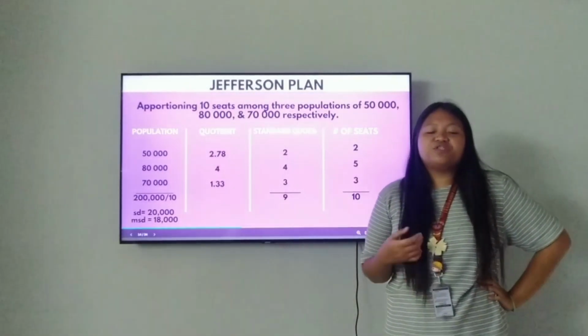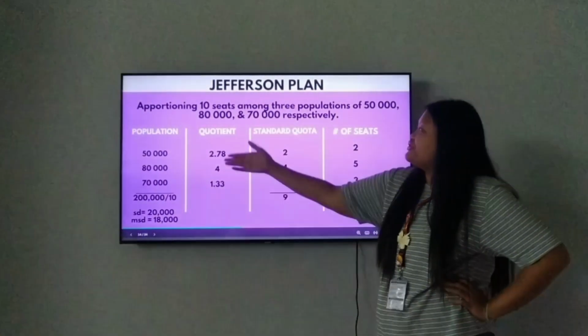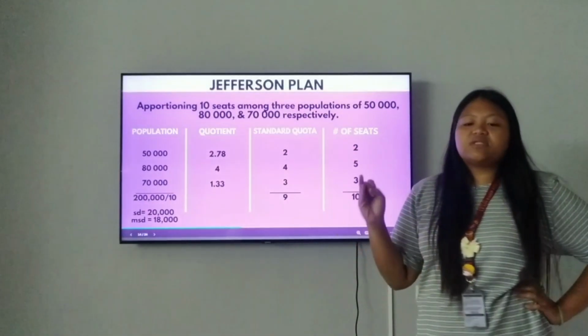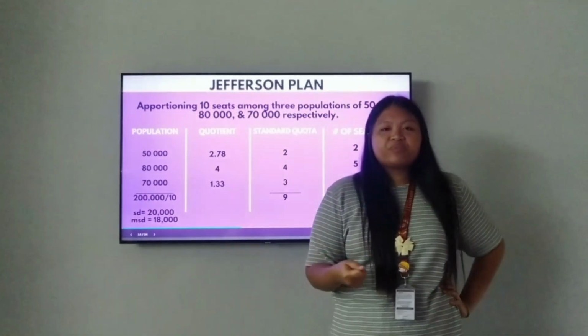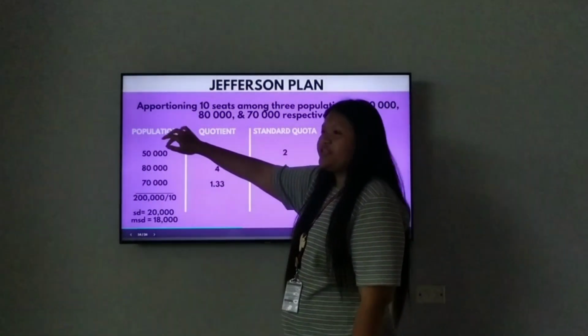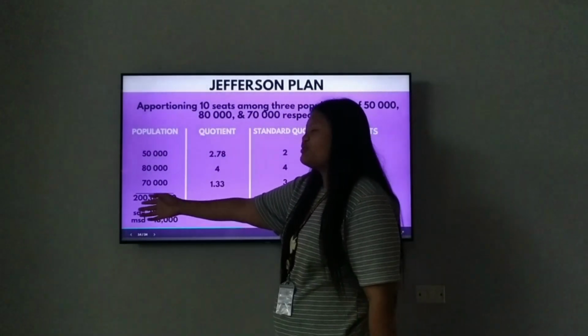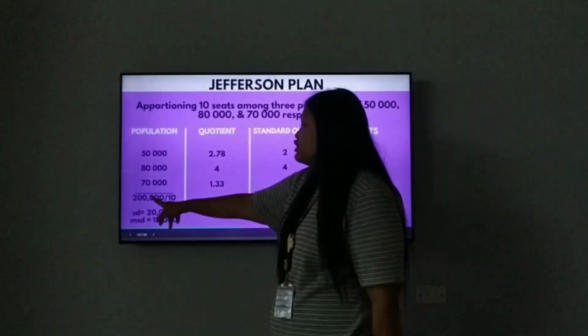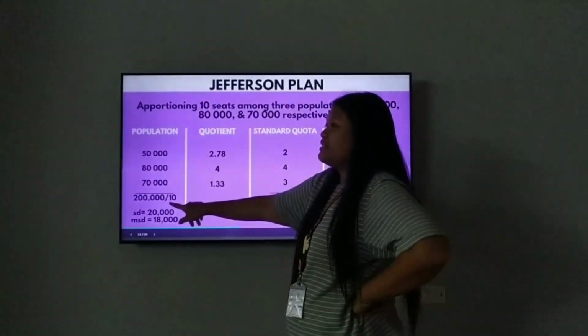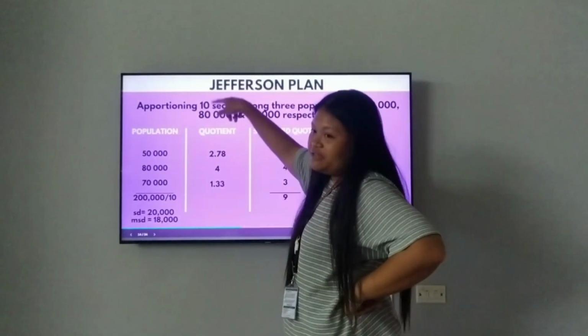So now let's have the Jefferson plan. Apportioning 10 seats among 3 populations of 50,000, 80,000, and 70,000 respectively. So we add our population to get our SD. So this was 200,000 divided by 10, which is given here.